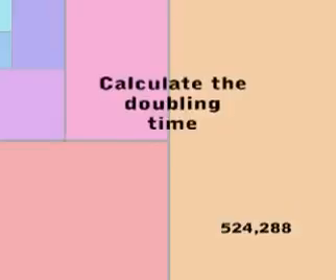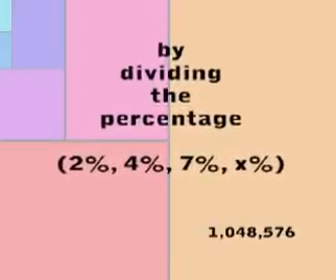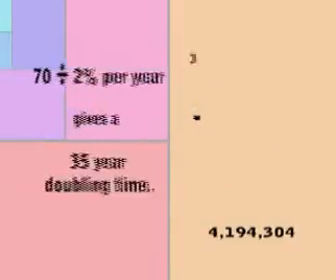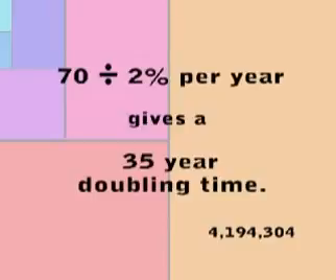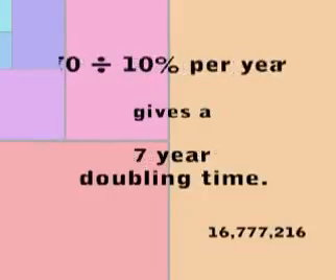You can calculate the doubling time simply by dividing the percentage growth rate, 2%, 4%, 7%, or X%, into 70. 70 divided by 2% per year, for example, gives a 35-year doubling time. 70 divided by 7% per year gives a 10-year doubling time. 70 divided by 10% per year gives a 7-year doubling time.